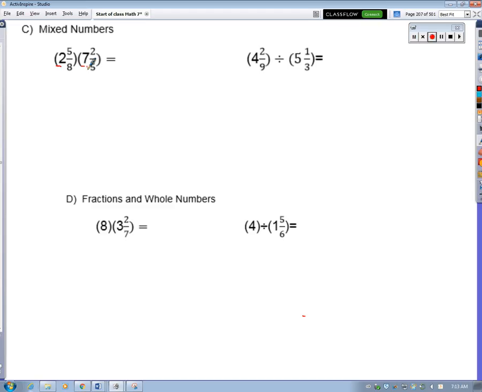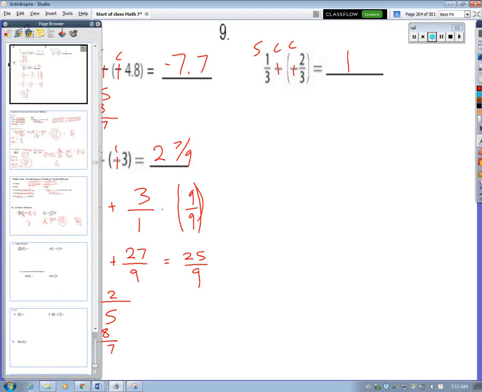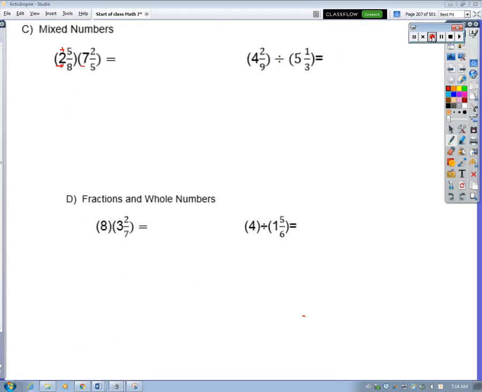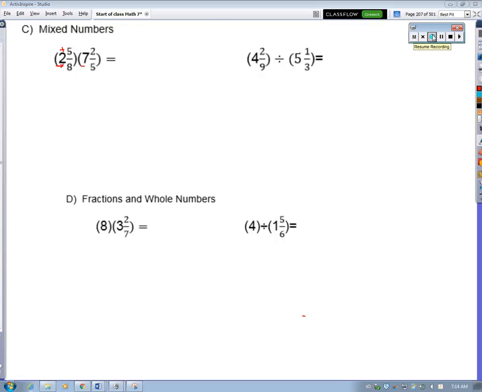Well, we're going to multiply the 8 times the 2, and then we're going to add the 5. Okay, so 8 times 2 is 16, plus 5. That gives us a 21 on top. So I've got 21 over 8. 5 times 7 equals 35 plus 2 equals 37 over 5.